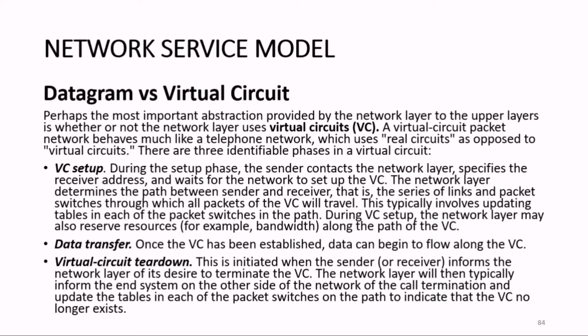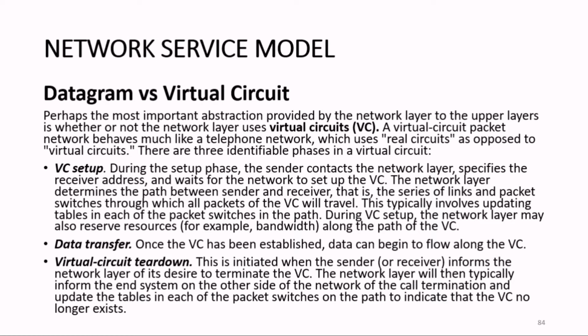There are three identifiable phases in a virtual circuit. The first is the VC setup, virtual circuit setup. During the setup phase, the sender contacts the network layer, specifies the receiver's address and waits for the network to set up the VC.